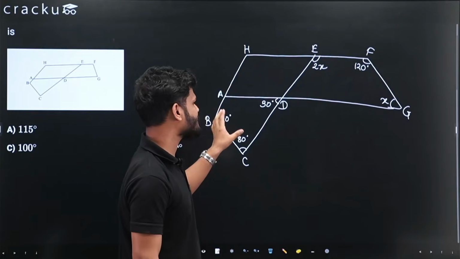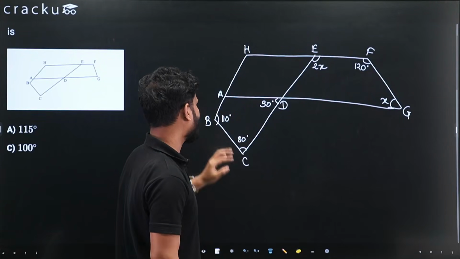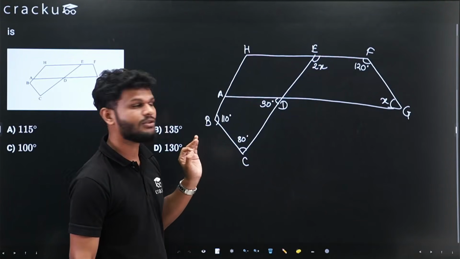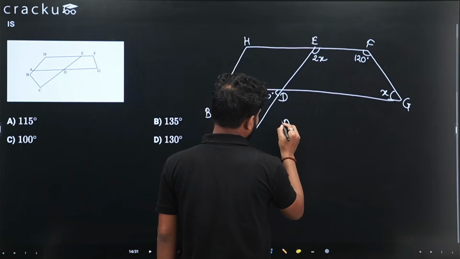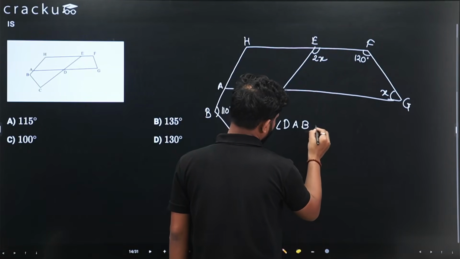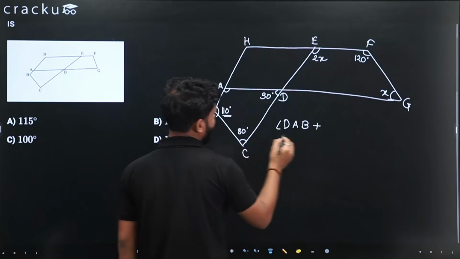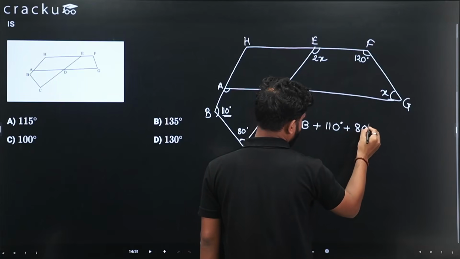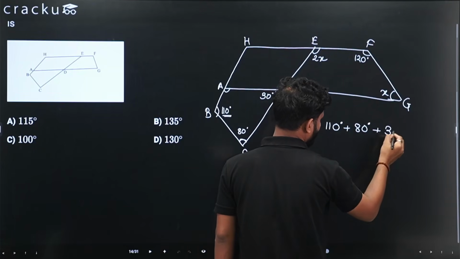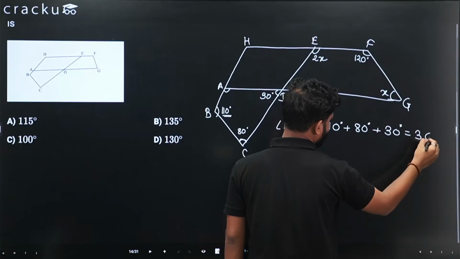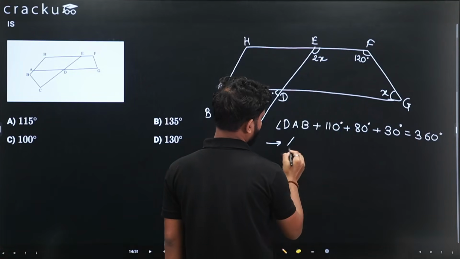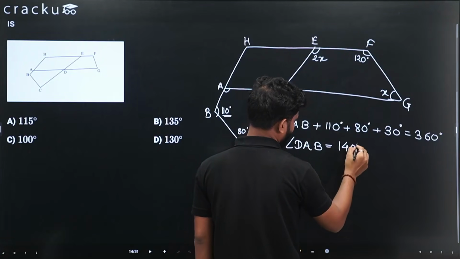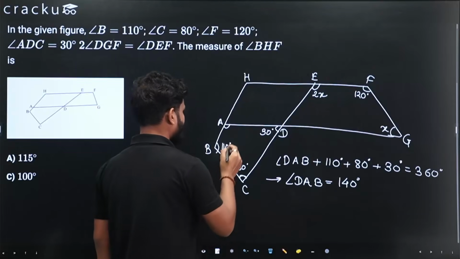How do you find it? Let us first focus on this quadrilateral ABCD. In quadrilateral ABCD, the sum of all angles will be equal to 360 degrees. So I can say angle DAB plus 110 degrees plus this 80 degrees plus this 30 degrees will be equal to 360 degrees. From here you get angle DAB is equal to 140 degrees.